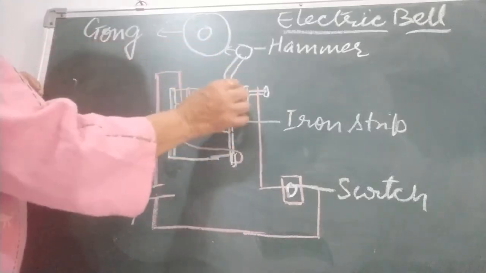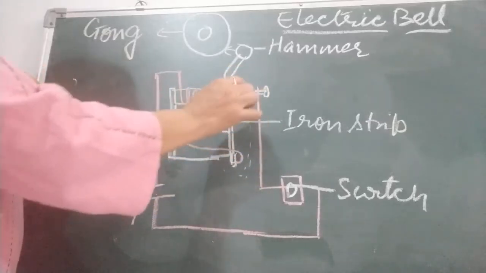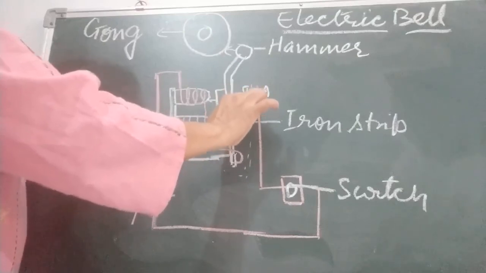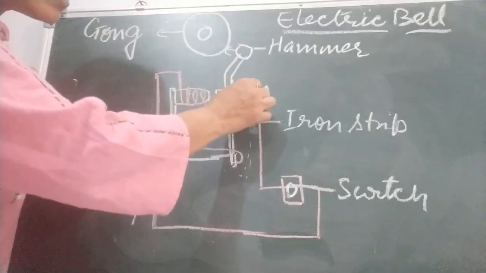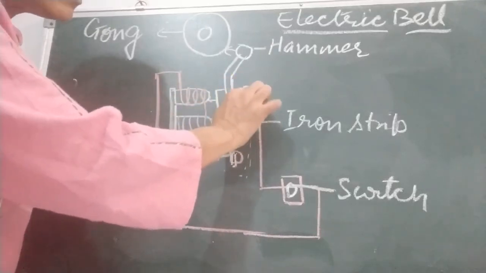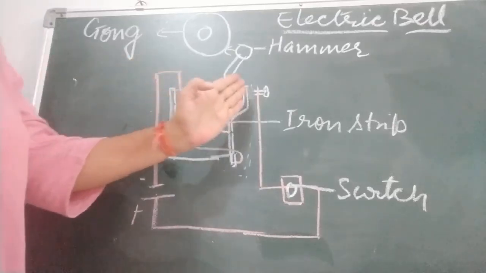When this setup is going this side, what happened? It is now no more in touch with the screw. So what happened? This wire is attached here. The circuit is disconnected. It no longer touches the screw and hence the circuit is broken. This turns off the electromagnet and it can no longer attract the soft iron strip. Again it will come back.